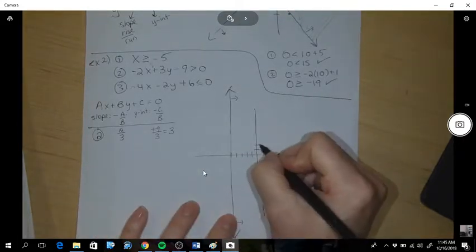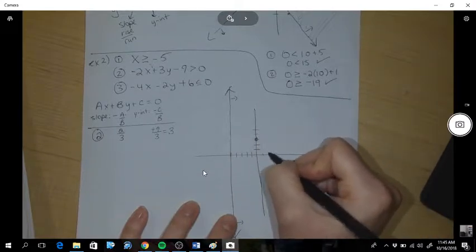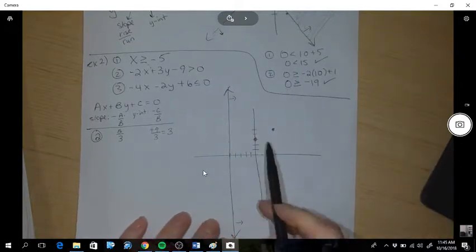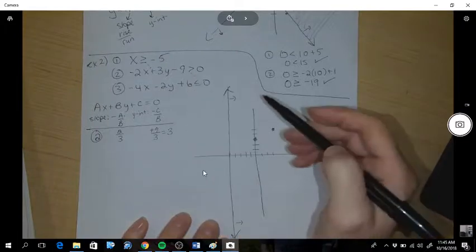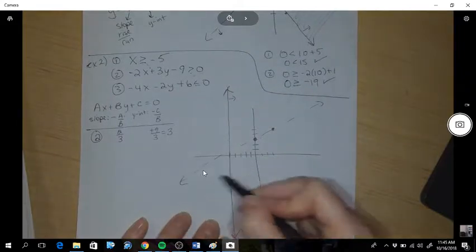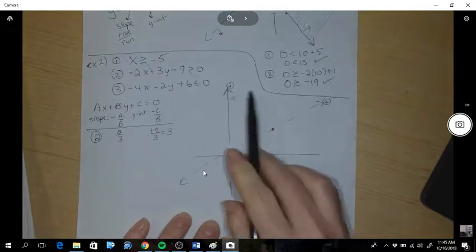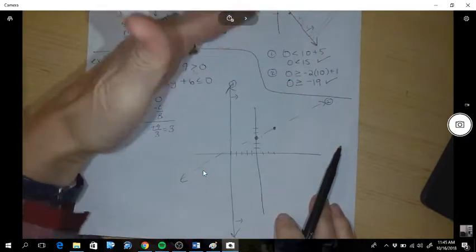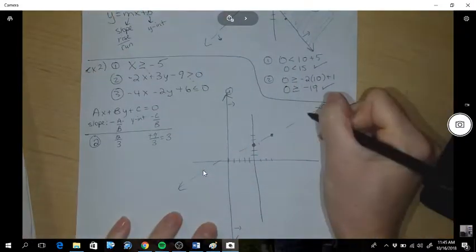So up at 3, and my slope goes up 2, right 3. So now I draw a dashed line, because this is greater than, but not equal to. So I'm just going to put a little 2 at the end of that, a little 1 at the end of that, so you know which line that is. That's a 2. So now this is angling up, this would be angling down, and we want to be greater than, so we want to be on this side of that line.